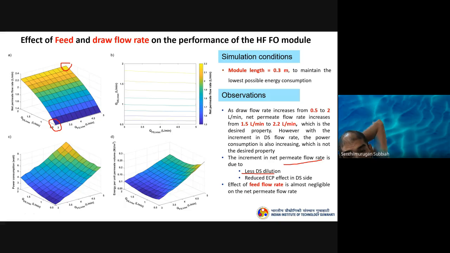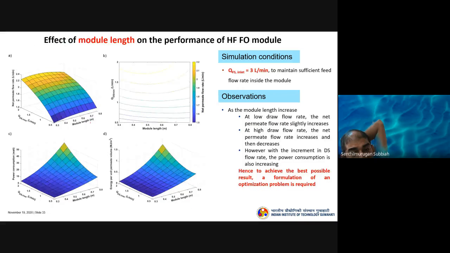So this is the observation: the increment in the net permeate flow rate is due to less DS dilution. When you increase the DS flow rate, we are finding a higher flow rate. That is basically because of the less dilution of the draw solute. And then the effect of feed flow rate is almost negligible. That's what we have seen.